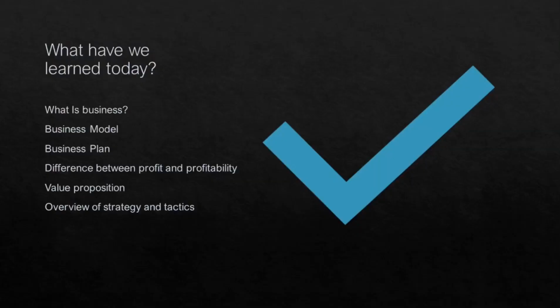This week, we learned what a business is, and we defined the key elements of the business. We also explained the business model, the strategy, the plan, and how they are interconnected. We also compared profit and profitability, and we assessed the importance of creating a well-differentiated value proposition, and we reviewed the steps involved in a business decision-making process.